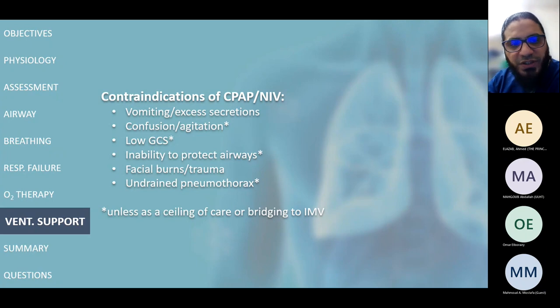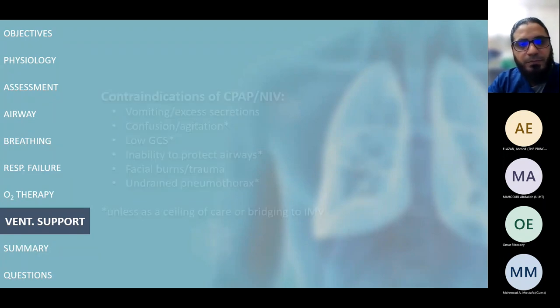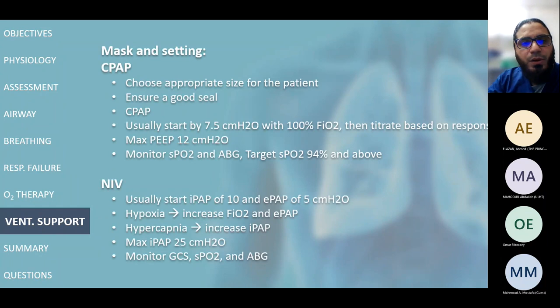If the patient has very low GCS or has facial burns and trauma, or he has a pneumothorax which is not drained yet, these are contraindications of using CPAP or NIV, unless it's like ceiling of care or a bridging until the invasive mechanical ventilation is ready. This is like a general idea about how to use these different modules of ventilatory support.